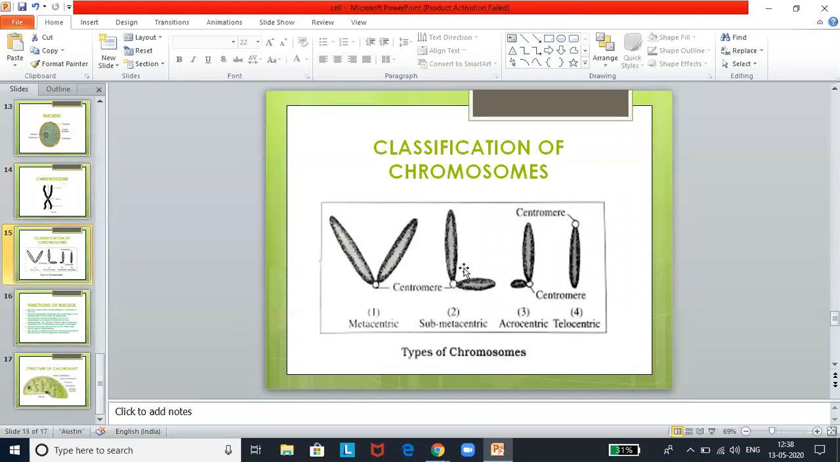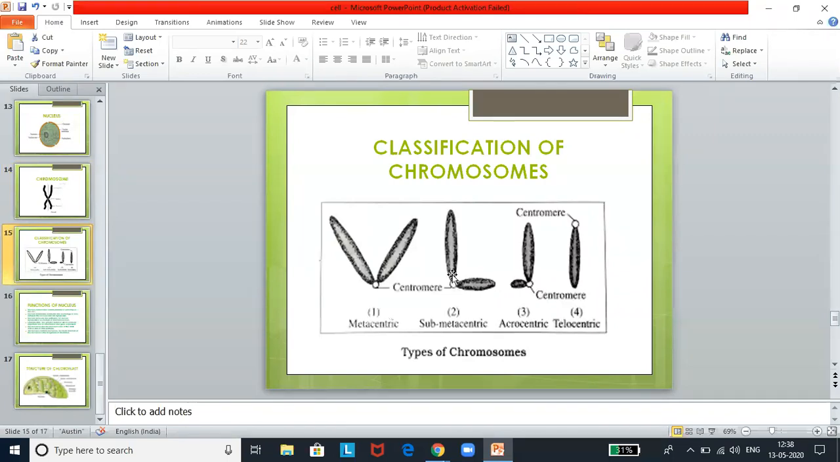Now, let us look at the classification of chromosomes. Depending upon the position of the centromere, chromosomes are classified as metacentric, submetacentric, acrocentric, and telocentric. If it is a metacentric chromosome, the centromere will be almost in the center so that both the arms of the chromosome are almost equal.